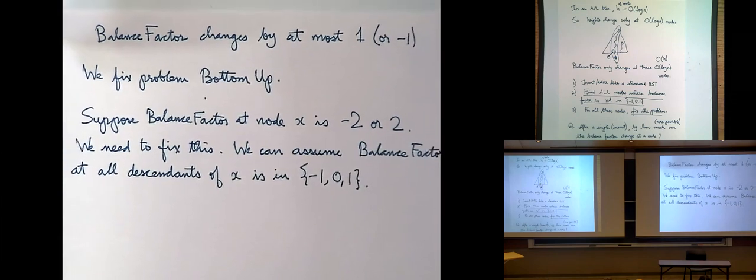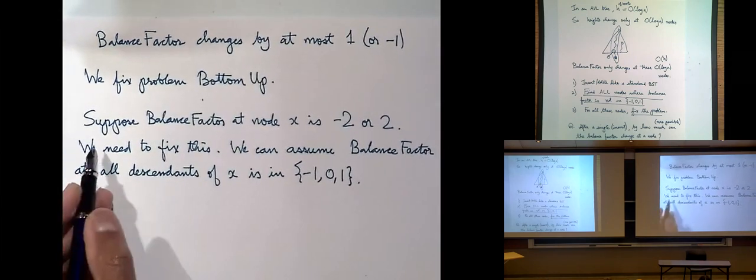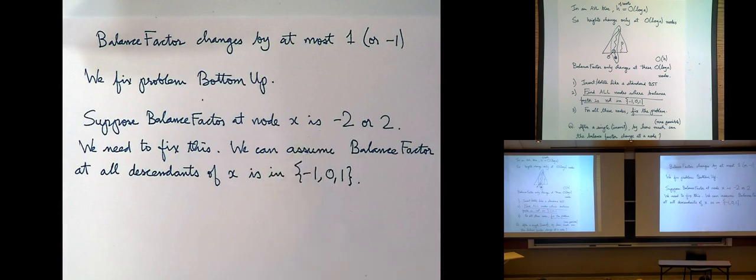Okay, let me repeat the statement. Suppose the balance factor at a node is -2 or 2. We need to fix it. We can assume that the balance factor at all the descendants of this node x are correct.